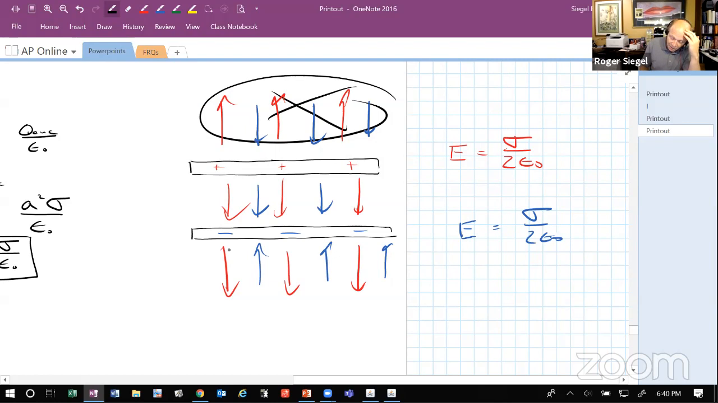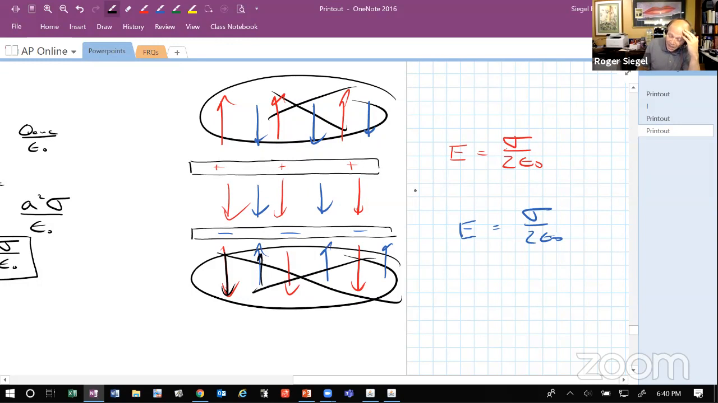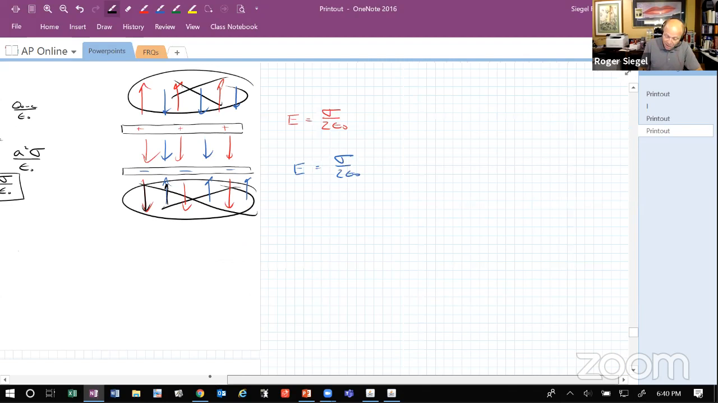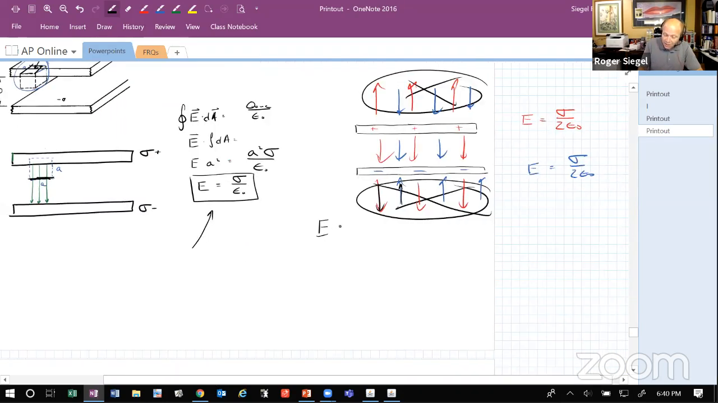Same thing down here. We've got an electric field in this direction, electric field in this direction. They're equal in magnitude, opposite in direction. They cancel. And in this one, we have sigma over 2 epsilon naught superimposed with plus sigma over 2 epsilon naught. And that gives us sigma over epsilon naught. So E is equal to sigma over epsilon naught.